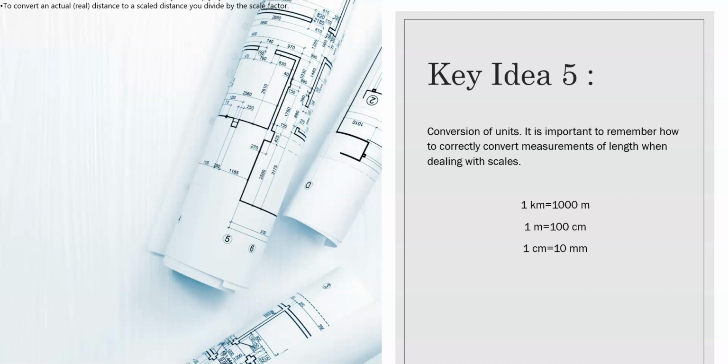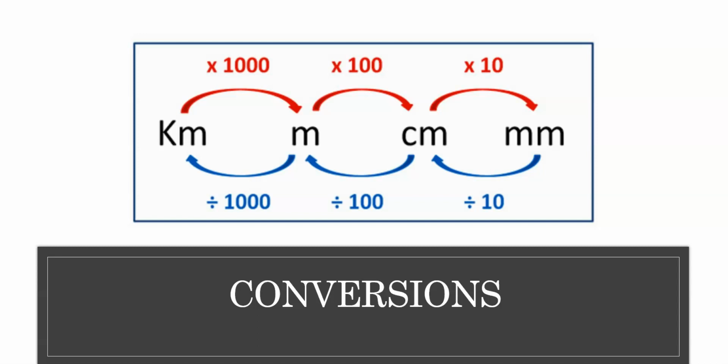1 kilometre is equal to 1,000 metres. 1 metre is equal to 100 centimetres. 1 centimetre is equal to 10 millimetres. Now how do you convert between them all? If you've got millimetres, you divide them by 10. That is nowhere near 100, it's a 10. You divide by 10 to get to centimetres.